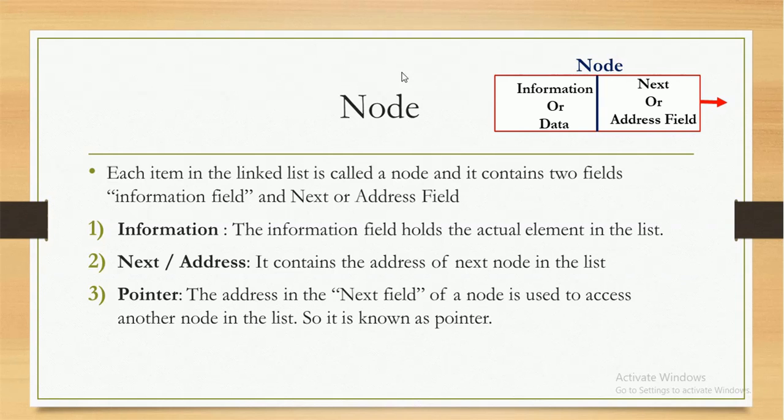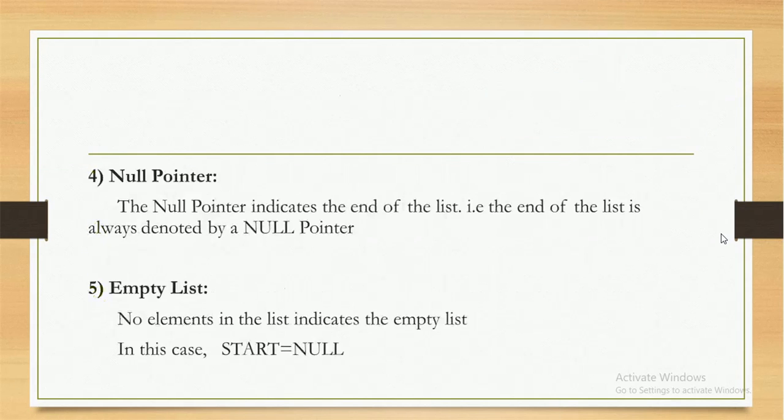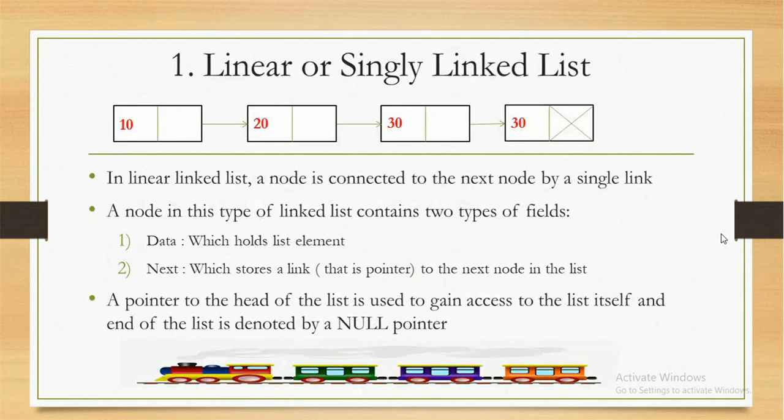Linked list has a node structure, and this node structure is divided into two parts, information part and next part. Information part contains your data and next part contains your address field. Linked list has two types. In today's session we will implement a C program on linear or singly linked list.